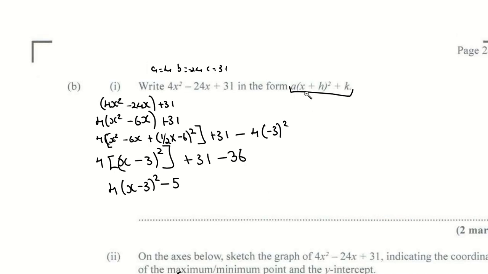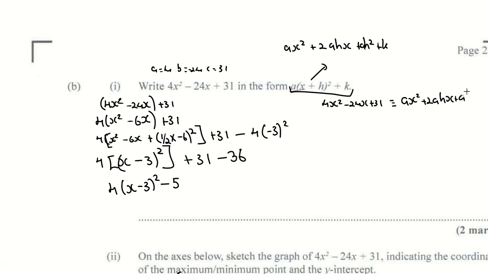The next method is you are going to equate the coefficients, right? So you multiply this out, you say 4x squared minus 24x plus 31. When you multiply this out, it's going to be ax squared plus 2ahx plus ah squared plus k. So you're going to equate it with ax squared plus 2ahx plus ah squared plus k.